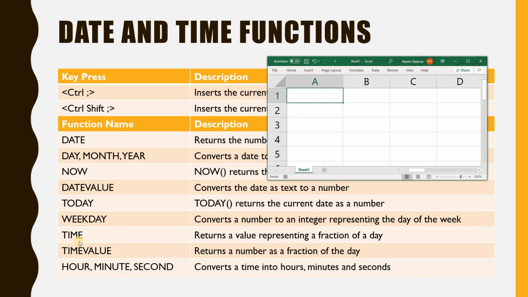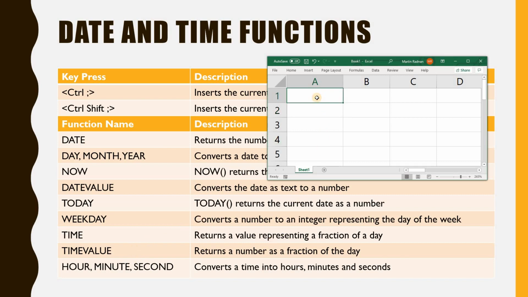Okay, next let's look at time. The time function is going to return a value in the range 0 to 0.9 recurring, which will represent a fraction of a day. For example, equals time, and then in brackets 16, 48, 10. This is the number of hours, the number of minutes, and the number of seconds. So we're trying to work out what portion of a day we've gone through if we've gone through 16 hours, 48 minutes and 10 seconds. And the answer, 0.70 when rounded to 2 decimal places, which is how I have this column set at the moment.